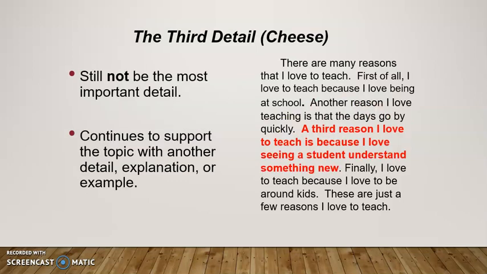Okay, moving on to the next part of the hamburger. After you have put the lettuce and the tomato, you might want to put some cheese on it, right? So this is going to be the third detail in your body paragraph. Normally the third detail is still not the most important detail. It continues to support the topic with another detail, explanation, or example. So the sentence is, "A third reason I love to teach is because I love seeing a student understand something new." So that is the third reason, or another reason, why the writer loves to teach.